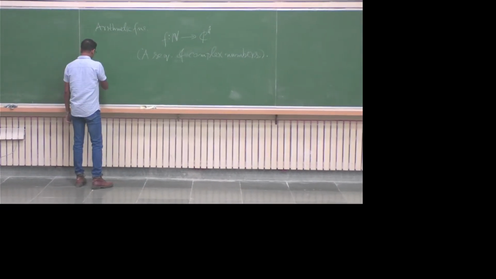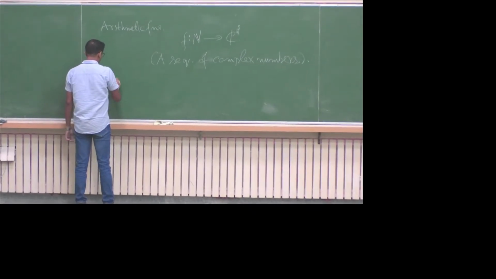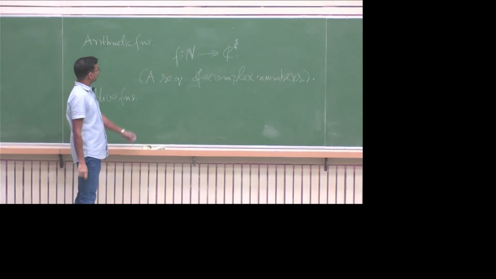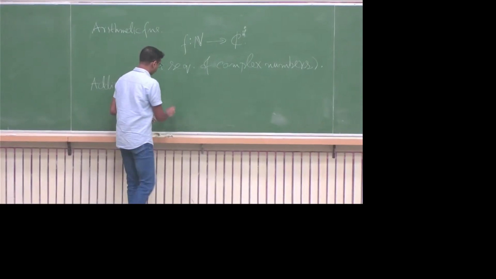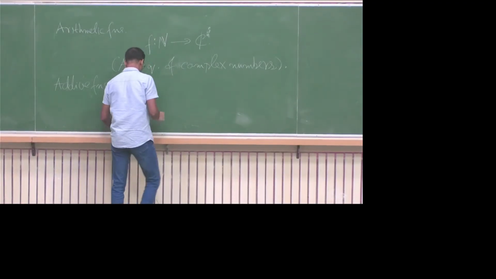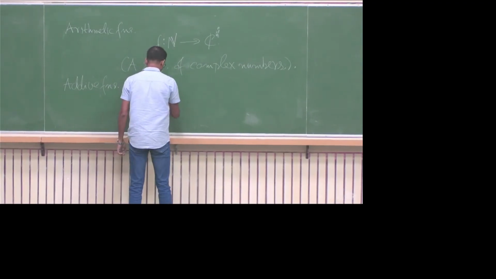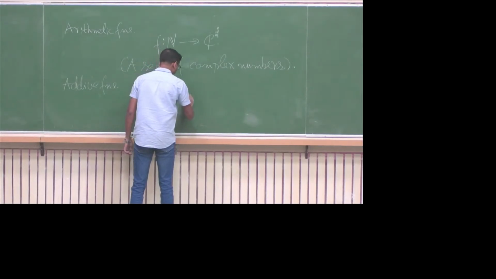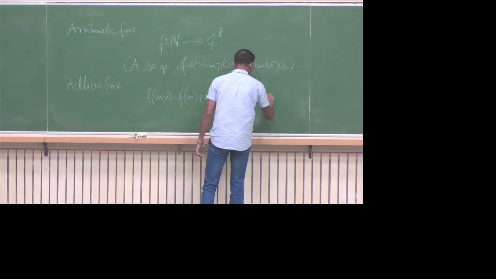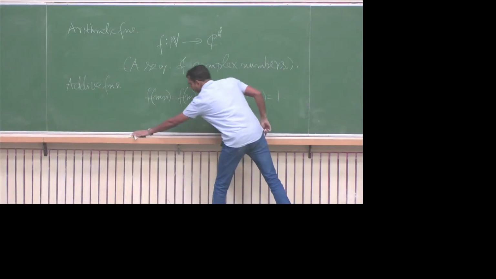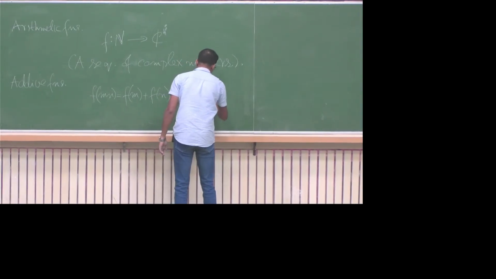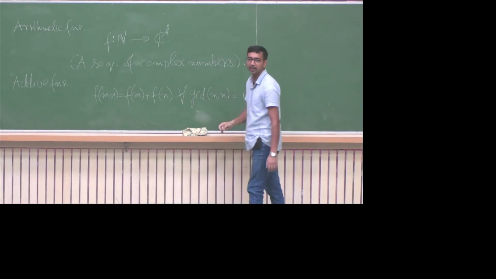So then additive functions are those of the form f of mn equals f of m plus f of n for all m, n coprime. Maybe I just write this instead of just brackets. So additive functions.